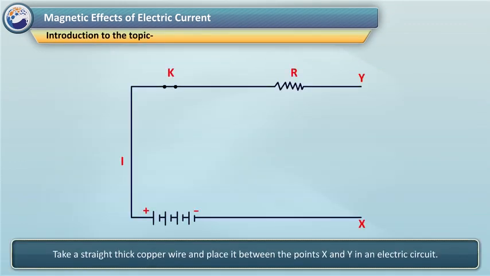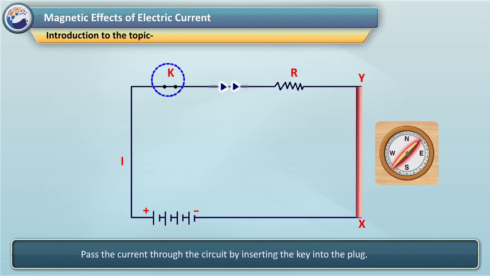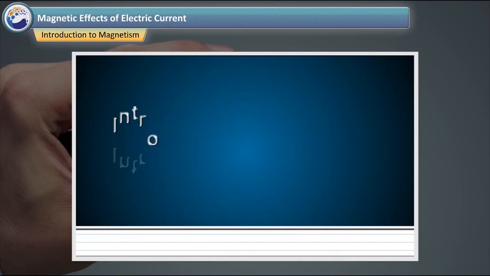Introduction to the topic. Take a straight thick copper wire and place it between the points X and Y in an electric circuit. Place a small compass near to this copper wire. See the position of its needle. Pass the current through the circuit by inserting the key into the plug. Observe the change in the position of the compass needle.